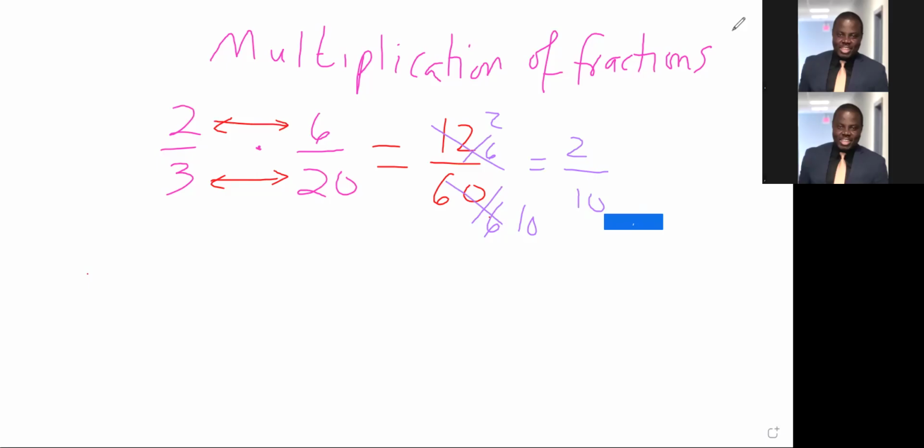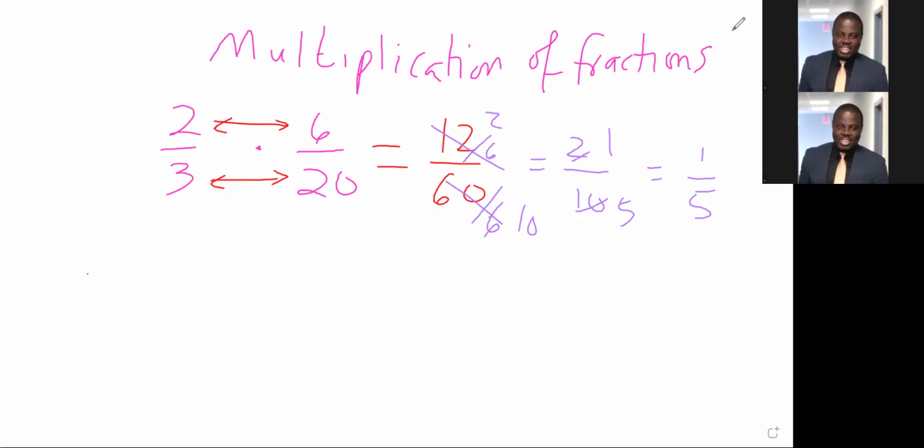Can I reduce it some more? Yes, I can use a 2, which will give me 1 and 5. So 2 divided by 2 is 1, and 10 divided by 2 is 5. So this brings me to 1/5. It's always good to just multiply across and then fix it. If it's possible to reduce or simplify it, you could also do that.